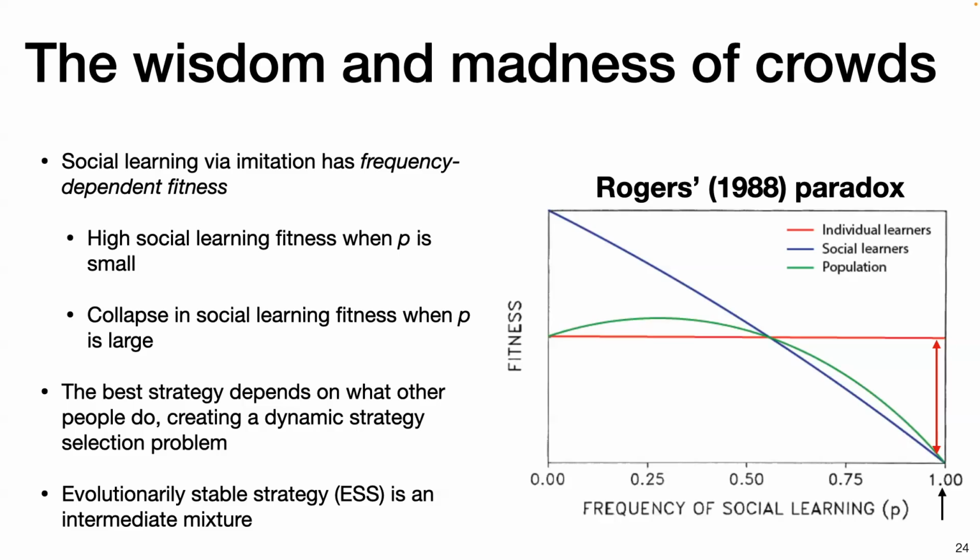And there are many other adaptations and extensions of this framework that lead to different results. But typically, we find that we get some intermediate mixture of individual and social learning that evolves as an evolutionary stable strategy in this type of setting, right? So this helps illustrate that the benefits of social learning really depend on what everyone else is doing in the population, in this very dynamic optimization problem with game theoretic dynamics.